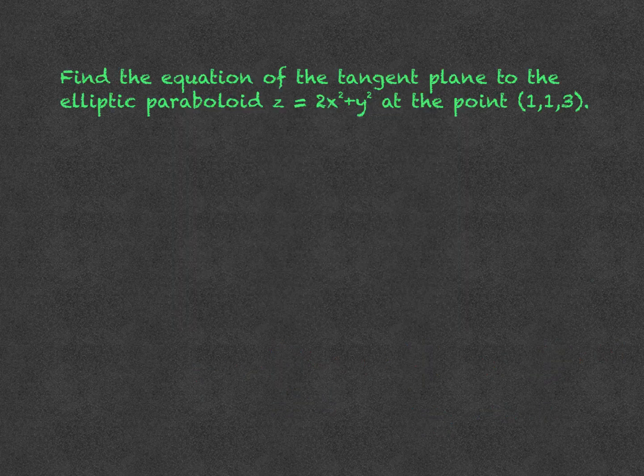So let's do one here. It says find the equation of the tangent plane to the elliptic paraboloid z equals 2x squared plus y squared at the point 1, 1, 3. I think it's always helpful to start with your formula. So z minus z sub 0 equals your partial derivative with respect to x times x minus x sub 0 plus your partial with respect to y times y minus y sub 0. Let's begin.